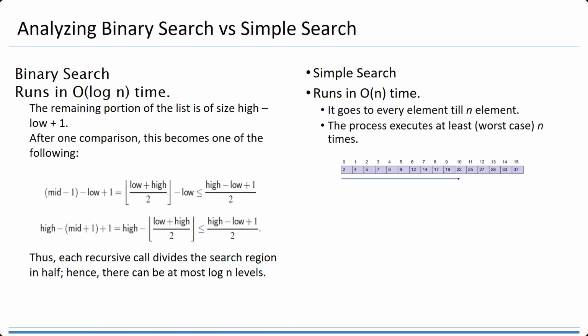Okay, we can see from the binary search that this binary search runs in O(log n). Every time you do the comparison, it will skip, whether it is mid minus 1 or mid plus 1.